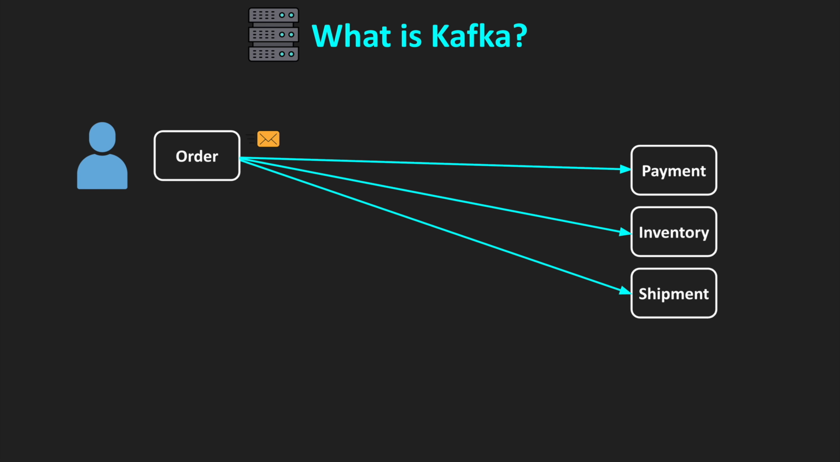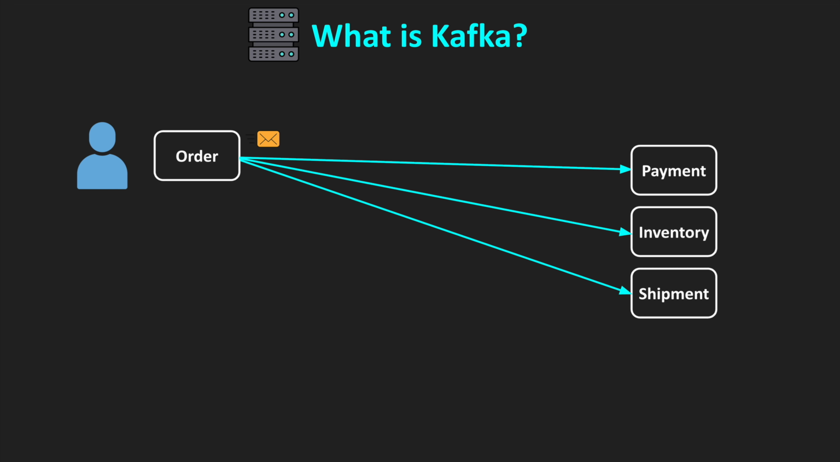To understand Kafka, let's take this very simple example. Let's say that the user buys something, and after the order is completed, we need to send a notification from the order service to the payment service, to the inventory service, and to the shipment service in order to deliver the order. So one way to do that is that from the order service, we are calling the payment, inventory, and the shipment service separately.